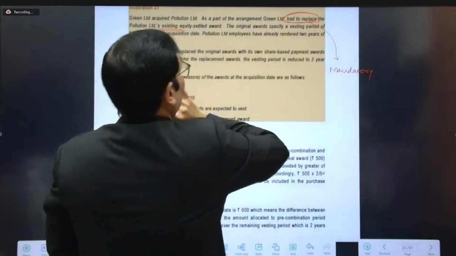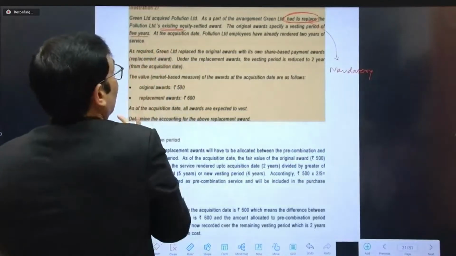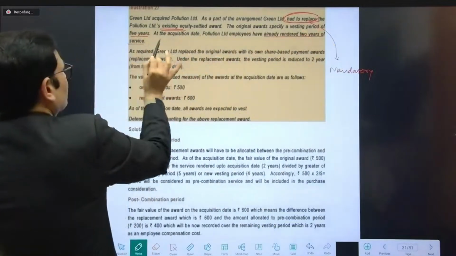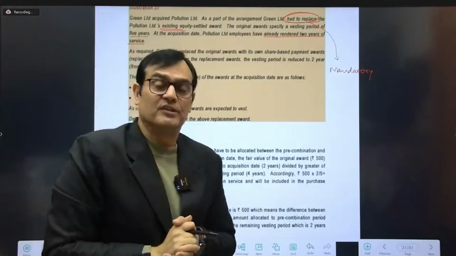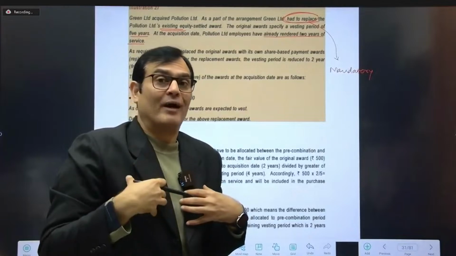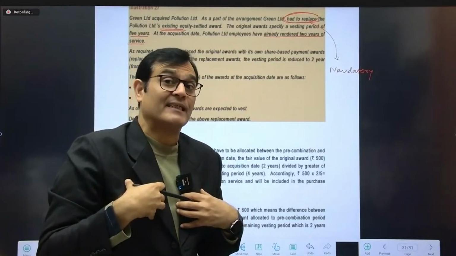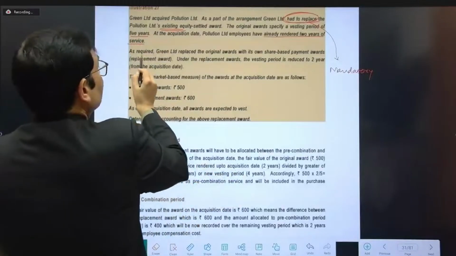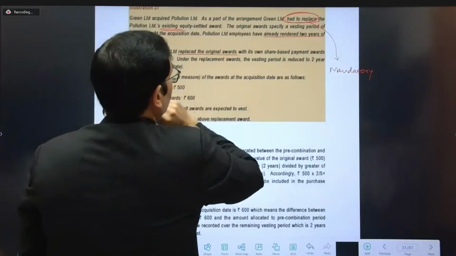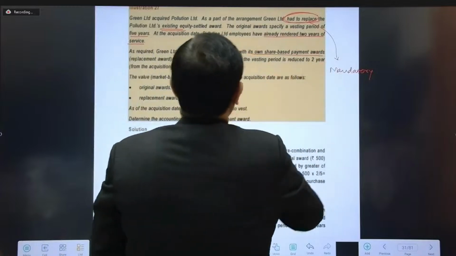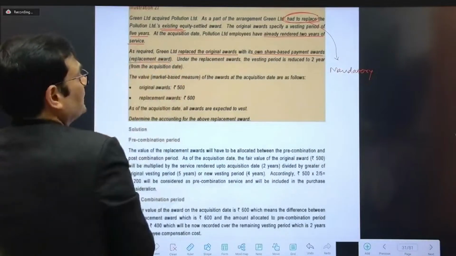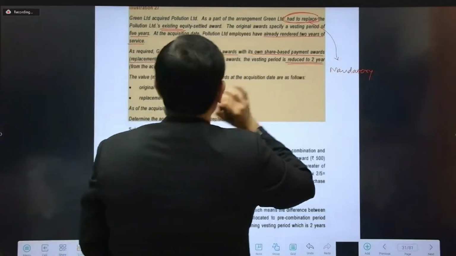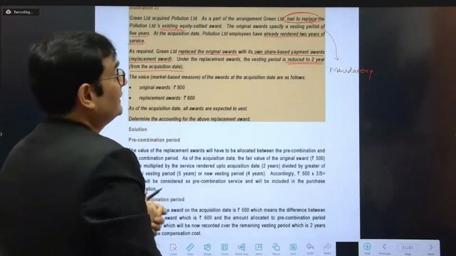The original awards had a vesting period of 5 years, and at the date of acquisition, the employees have already rendered 2 years of service. So out of 5, 2 years have already elapsed. So I am required to create a proportion of this as a SBP reserve in my acquisition accounting. As required, Green replaced the original award with its own share-based payment awards, that is called a replacement award. Under the replacement awards, the vesting period is reduced to 2 years from the acquisition date.